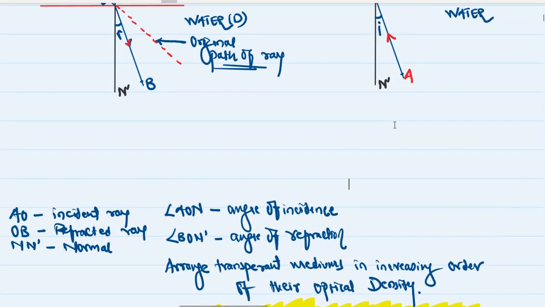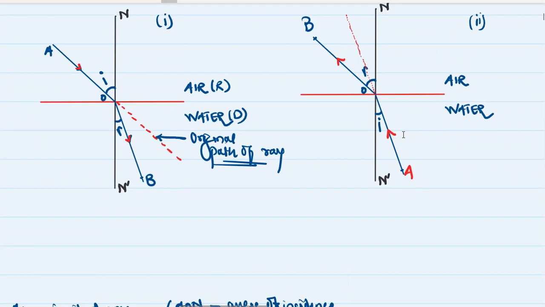Let's understand. Whenever the ray of light enters from rarer to denser medium, it bends towards normal. You see here, the original path of the ray of light was this red dotted line. But the final path is now shifted towards the normal. Normal is this black imaginary line.